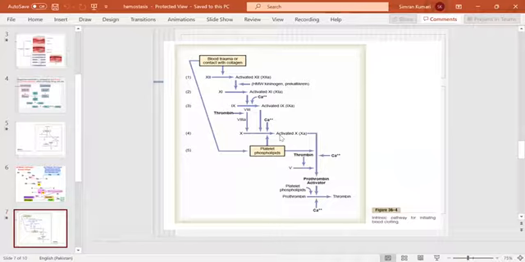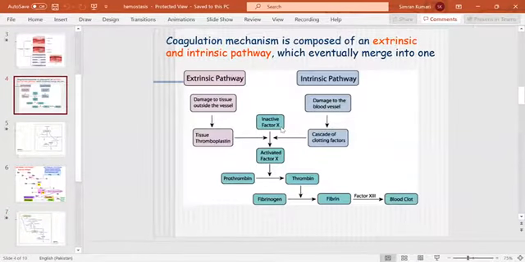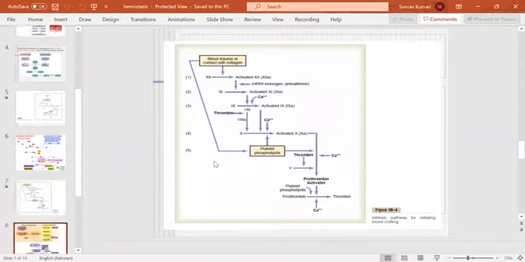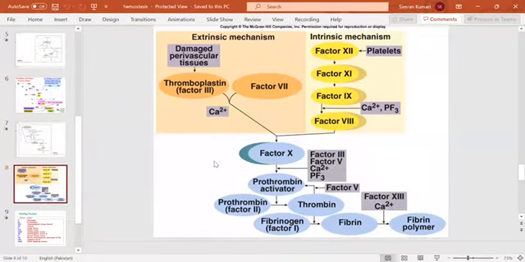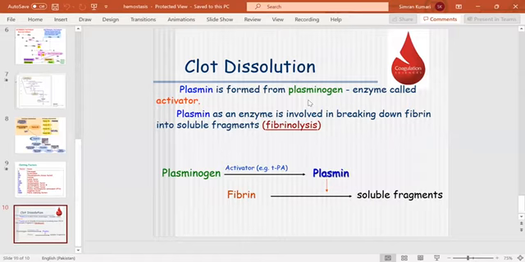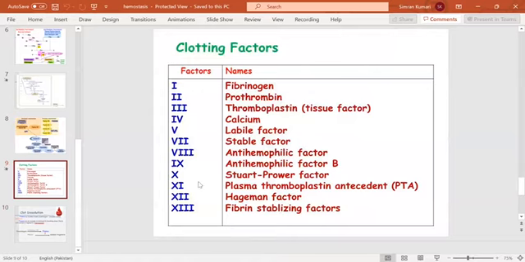ठीक है? As I mentioned, the activation of factor 10 is the common point in the extrinsic and intrinsic pathway. तो आगे का जो pathway that we discussed remains the same for the extrinsic and the intrinsic pathway. ठीक है? So this was all about the extrinsic and the intrinsic pathway. ठीक है? Now these are the names of the clotting factors. ठीक है? अच्छा, this factor 10 is also known as your Stewart factor. ठीक है? This is important.